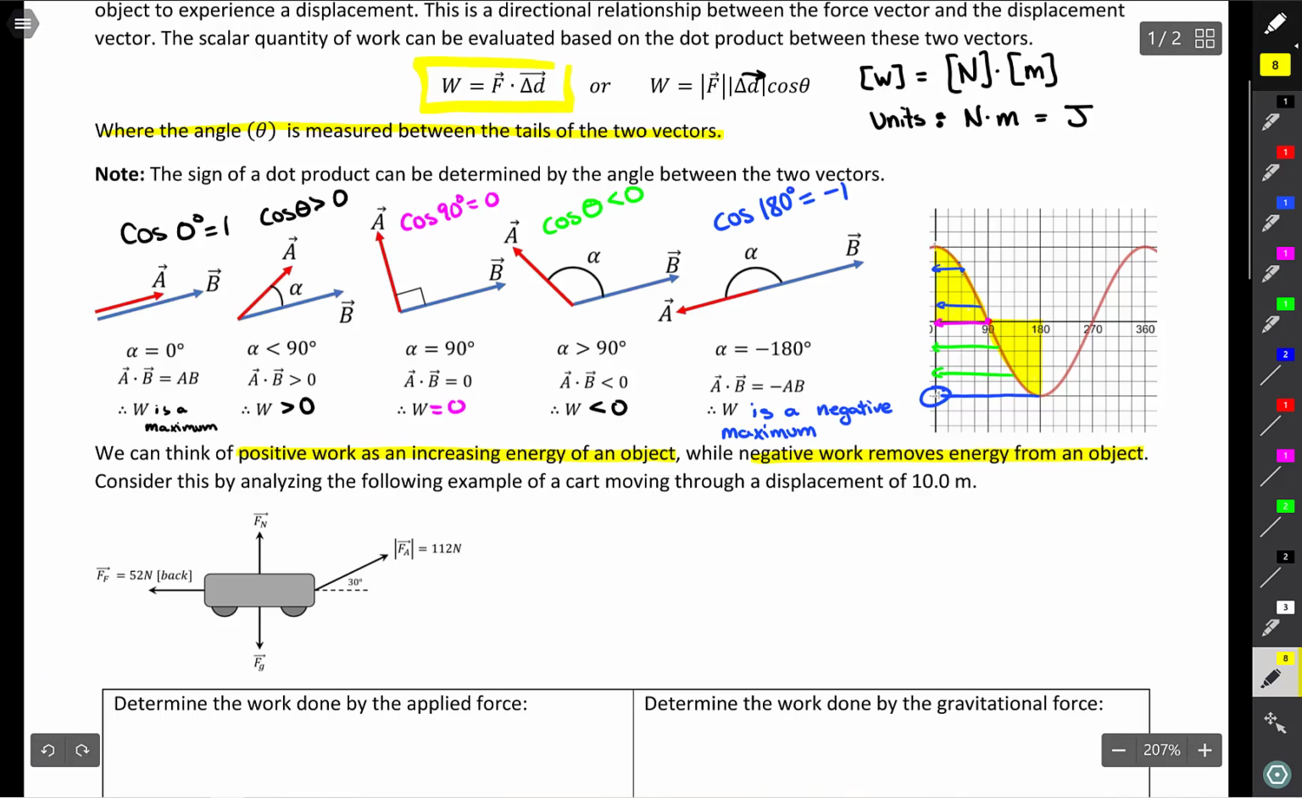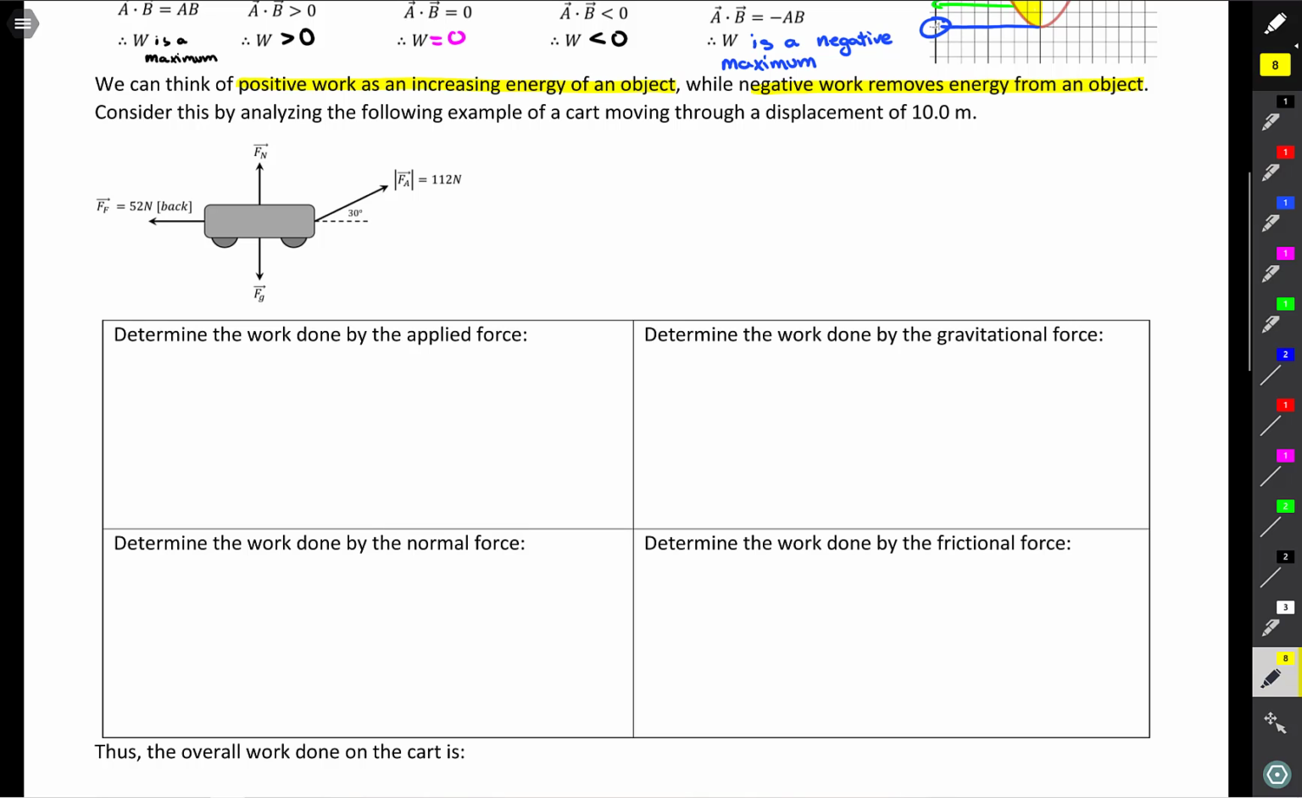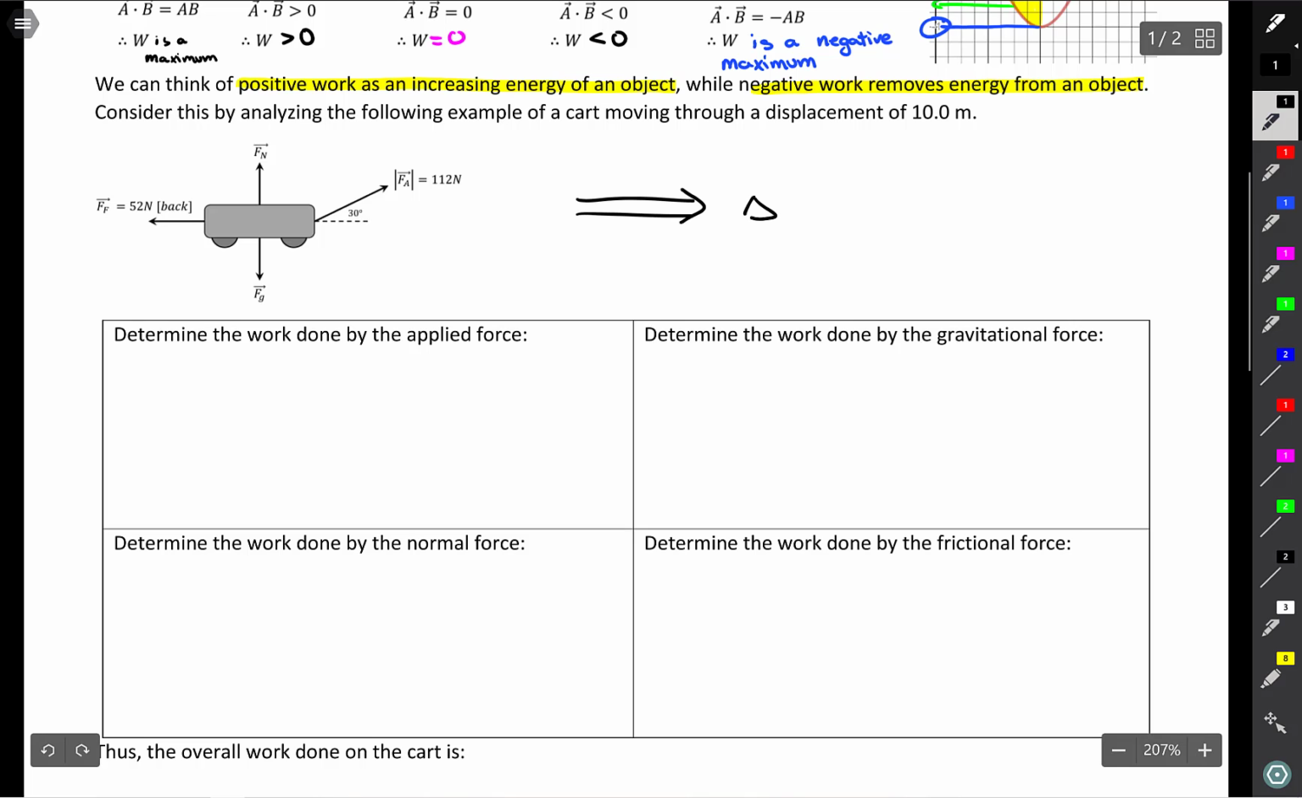Okay, so let's go through an example on looking at the different amounts of work done on an object. In this case, this object is a cart moving through a displacement of 10 meters. We're going to assume the displacement is in this direction, and that's 10 meters, like it says in the question. Let's go through each of the individual forces to find out the amount of work done on this cart by that force.